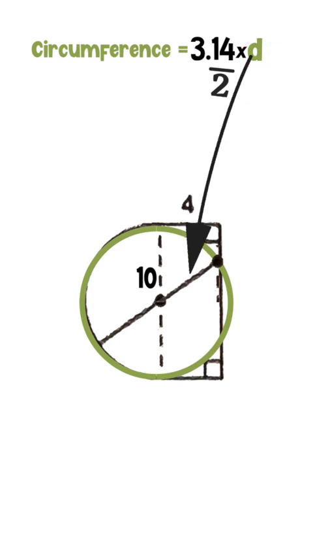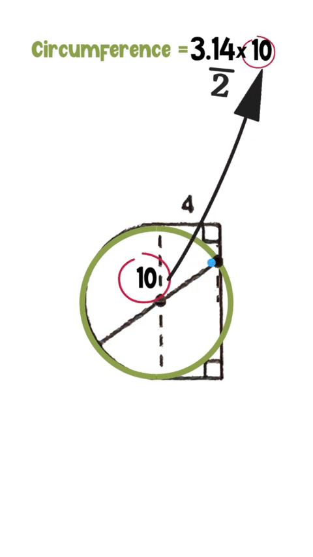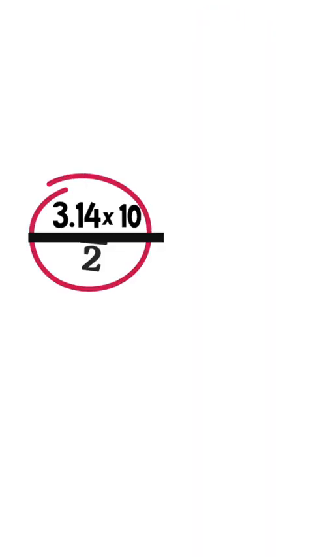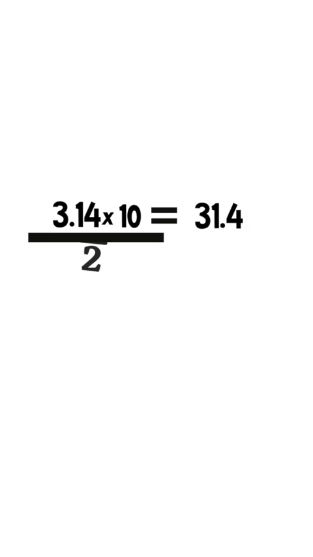So 3.4 times the diameter, 10 over the 2. Great. Now finish that equation. So 3.4 times 10 equals 31.4. And then we divide that by the 2. 15.7. That's right. Good job, Ziggy.